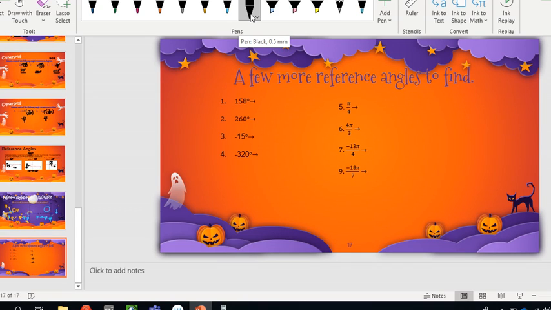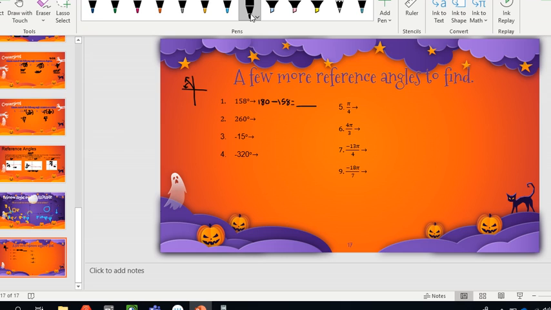All right, this is a few more reference angles to find. So we're going to talk about these. If I'm at 158, it may help you to go back and draw where 158 is going to be. It's over in this part. So the reference angle will be between here and 180. So I'm going to take 180 and subtract 158, and that will give me my answer.